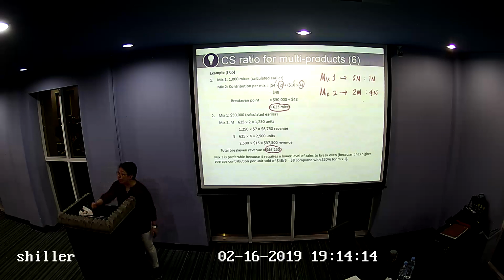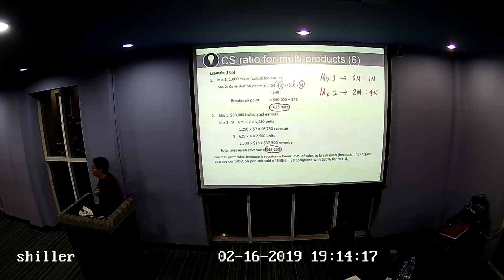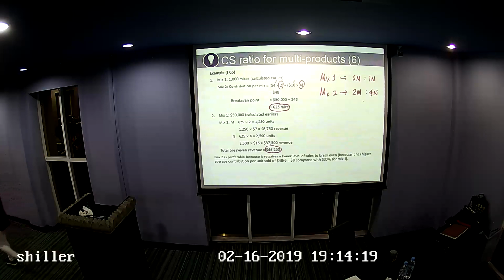Mix number 2 is better. Why? Why is mix 2 better? Because mix 1, this is your mixes. Mix 2, this is your mixes to break even. Or, in terms of value, mix 1, you need to sell $50,000 to break even. In mix 2, you only need 46,000 to 50. Which is better? Mix 1 or mix 2? Mix 2. Why? Because you need to sell less to break even. You understand? You don't need to sell more to break even. That's what it says here.